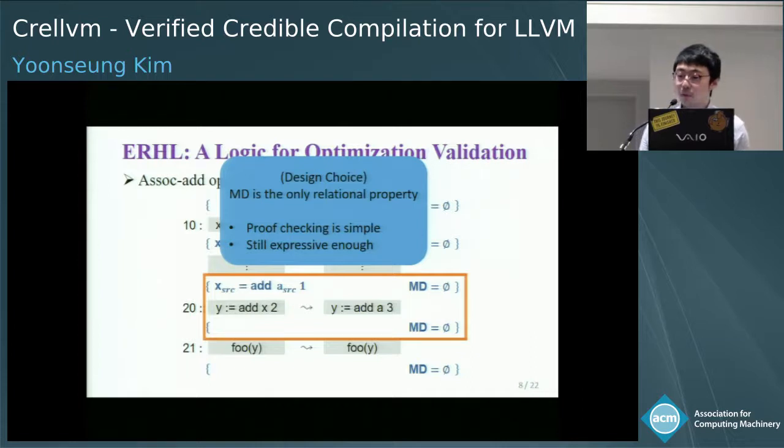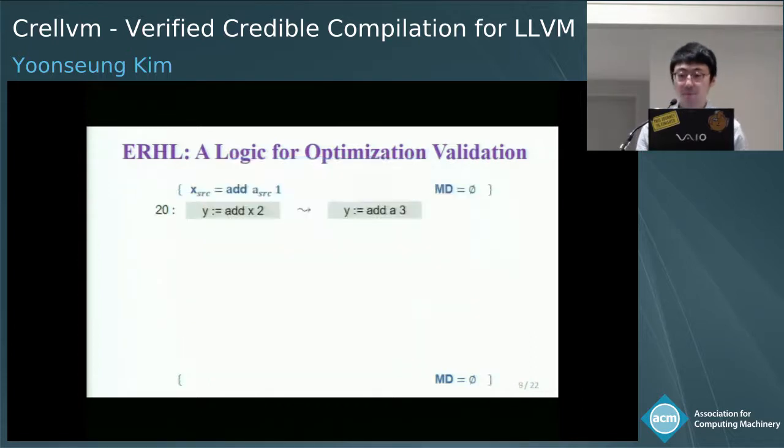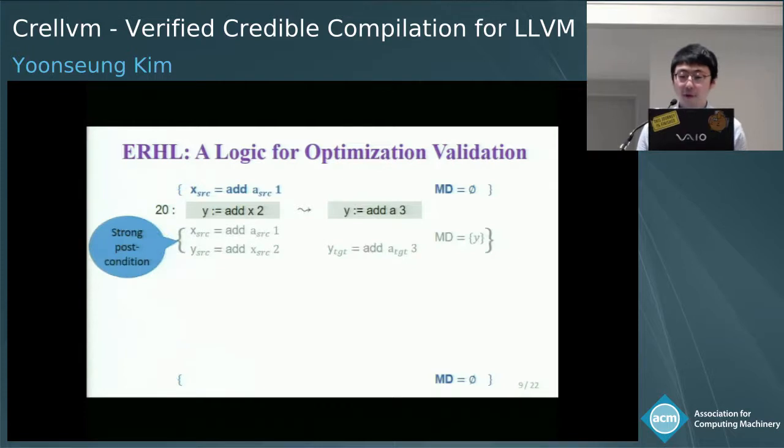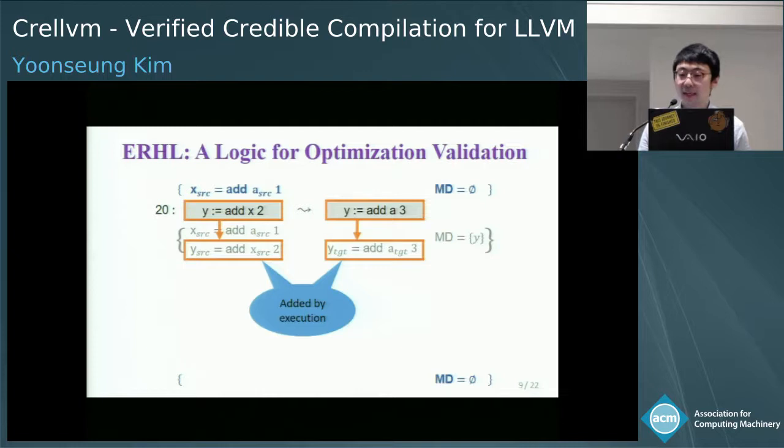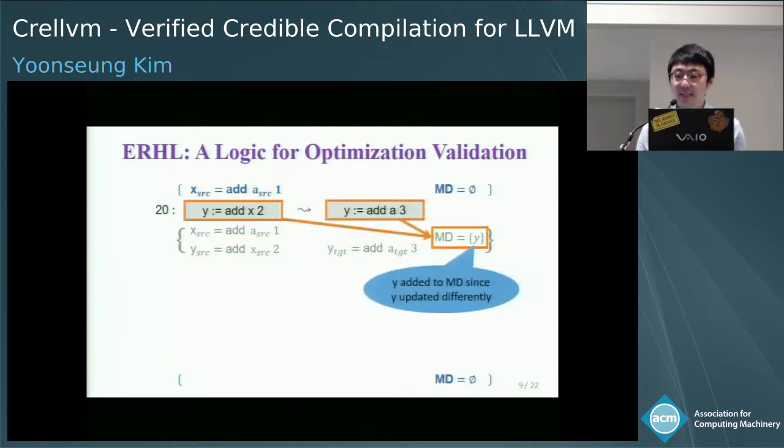Now let's look into details of the most interesting validation at line 20. Here we have pre and post assertions. First, the proof checker computes a strong postcondition from the pre-assertion. This equality is preserved after execution because x and a are not updated by the source instruction. These two equalities are added as a result of executing the instructions in the source and target. y is added to the may-diff set because y is updated with different instructions in the source and target. Okay, this shows how our postcondition algorithm computes a strong postcondition for this pair of instructions.